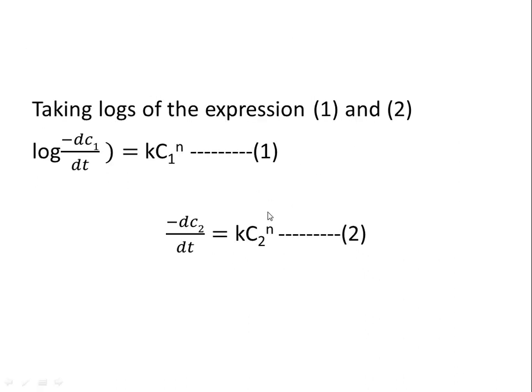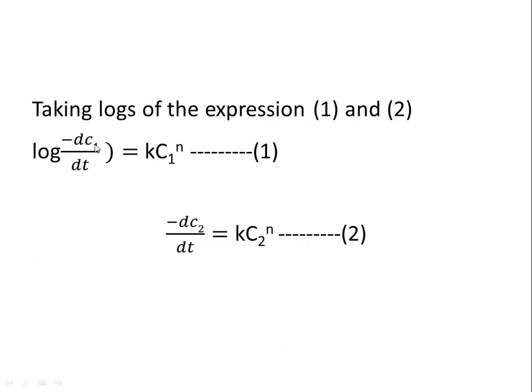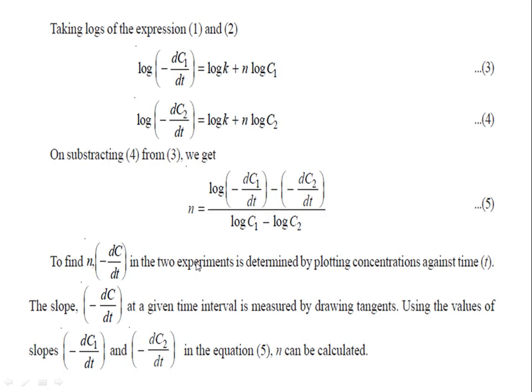Taking logs of equations 1 and 2, it becomes log of minus dC1 upon dt is equal to k C1 raised to n. In a similar way, taking the log, log of minus dC1 upon dt is equal to log k plus n log C1. Similarly, log of minus dC2 upon dt is equal to log k plus n log C2. On subtracting 4 from 3, we get this equation.